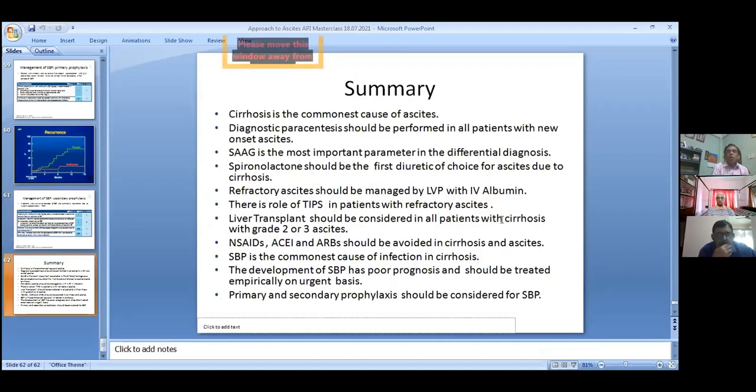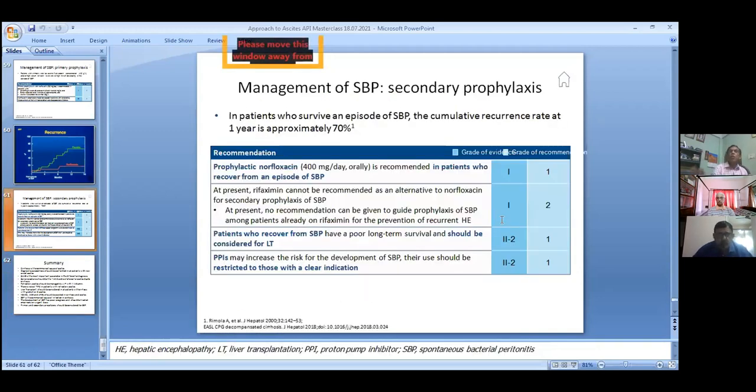I have not mentioned that you can also think of primary prophylaxis of SBP. A patient of advanced cirrhosis requiring large volume paracentesis, with no episode of SBP, you can give prophylactic norfloxacin to prevent the first episode of SBP. So that is called primary prophylaxis for SBP.